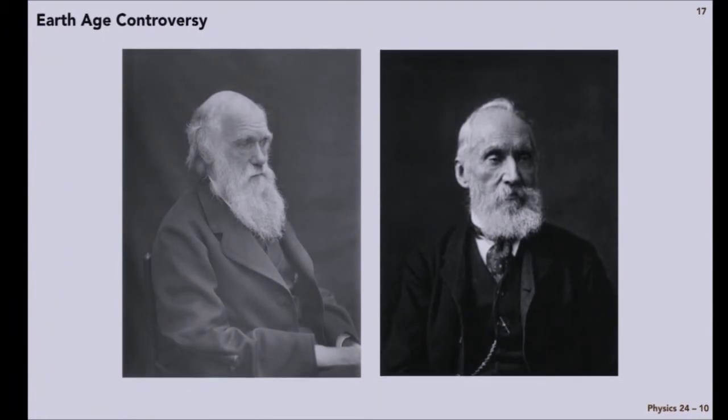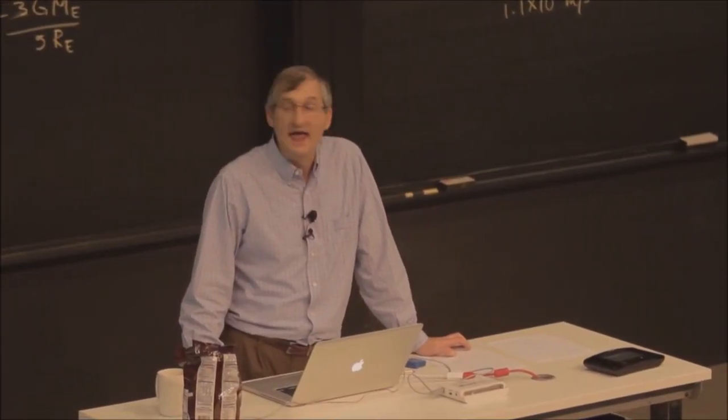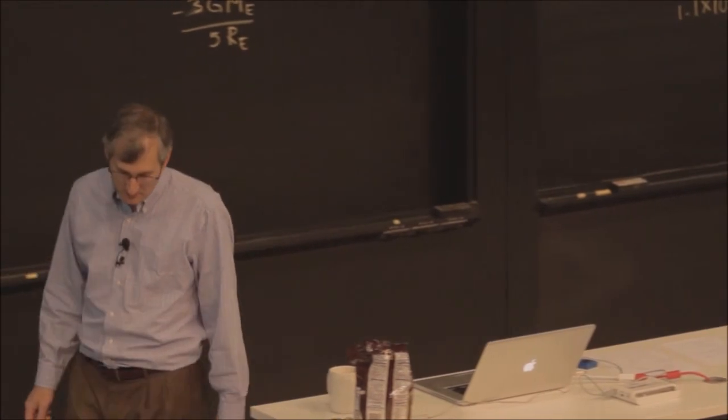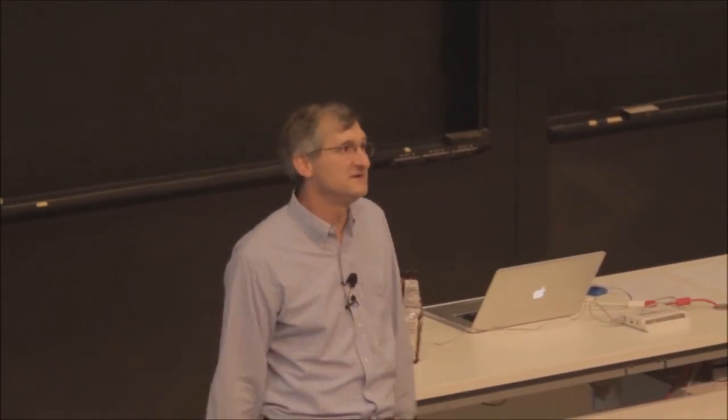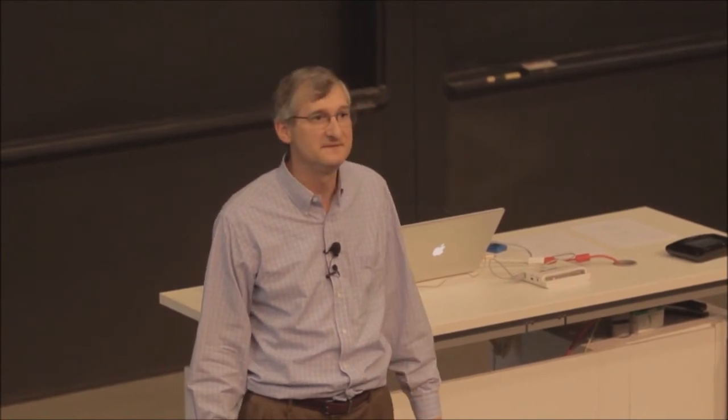Who's the guy on the left? Chuck Darwin, right. And he had already said that the fossil record needed to be over 1 billion years old in order for evolution to have done its thing. And so it was a big controversy, and the physicists said to the biologists, well, Darwin was nuts.